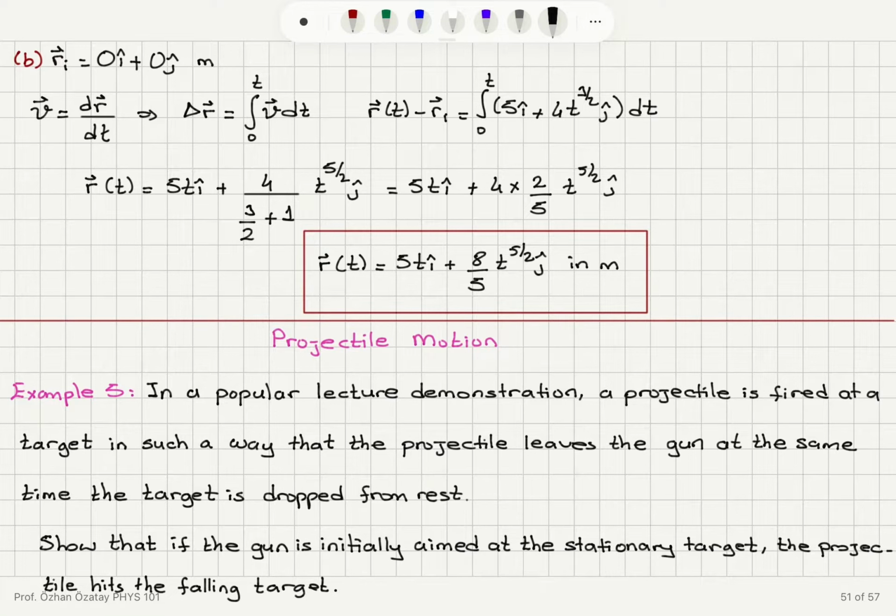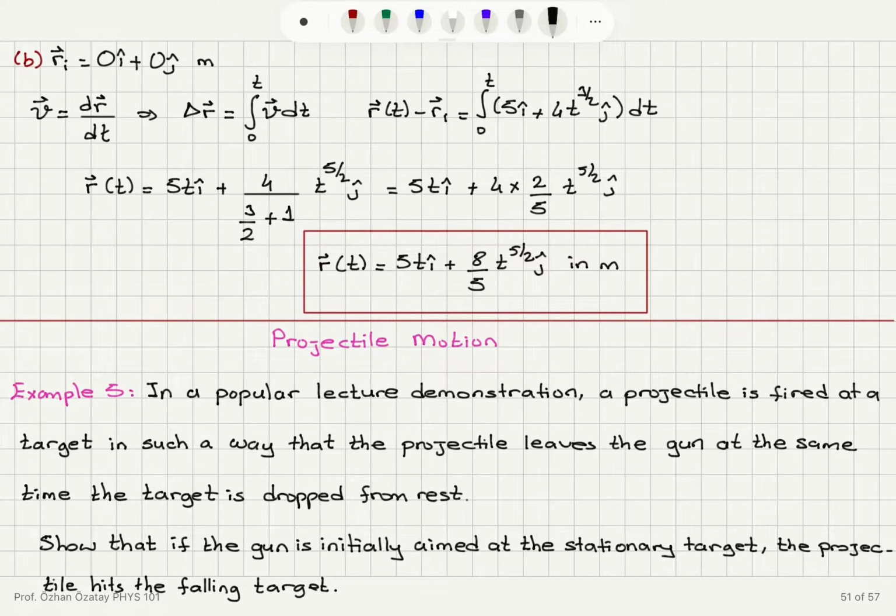Instantaneous velocity is dr/dt, therefore the displacement is the integral from 0 to t of v dt. We take this integral and find both x and y components of the position vector directly. So it is 5t i-hat plus (8/5) t^(5/2) j-hat, which is measured in meters. Okay, let's move on to projectile motion.